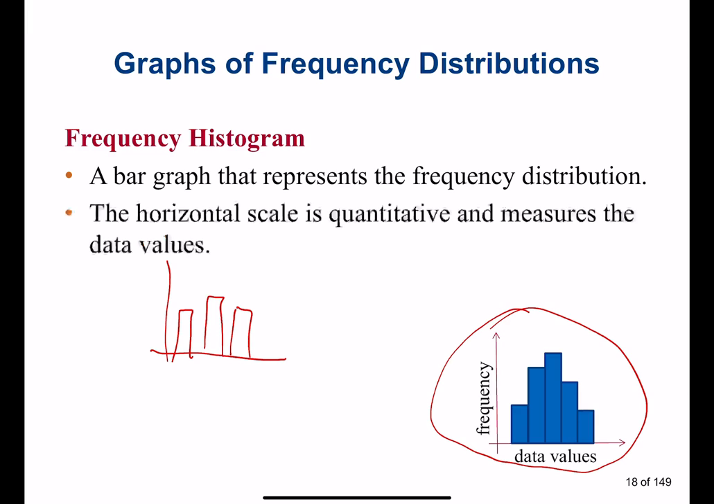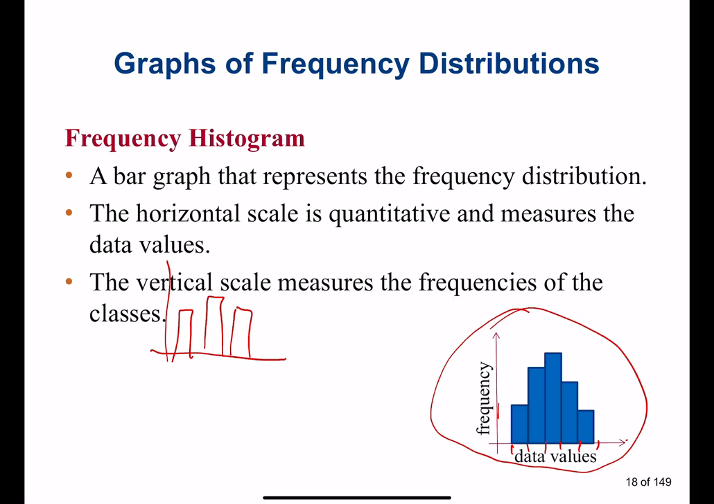The horizontal scale represents the quantitative measure of data values. Those are the class widths. Let's say each one of them is a class width. And vertically, it's going to be your frequency measures. We will see in a minute. We are going to build the next one.